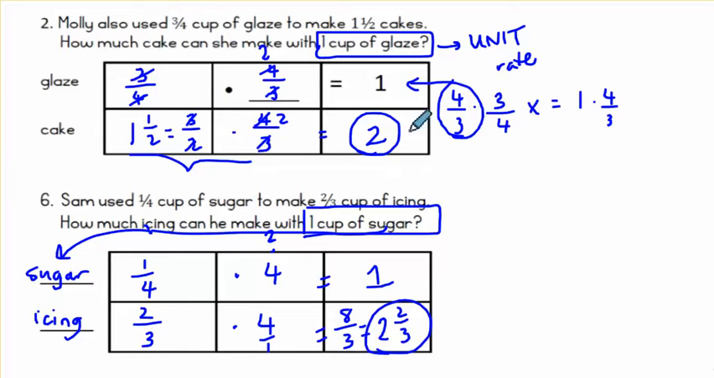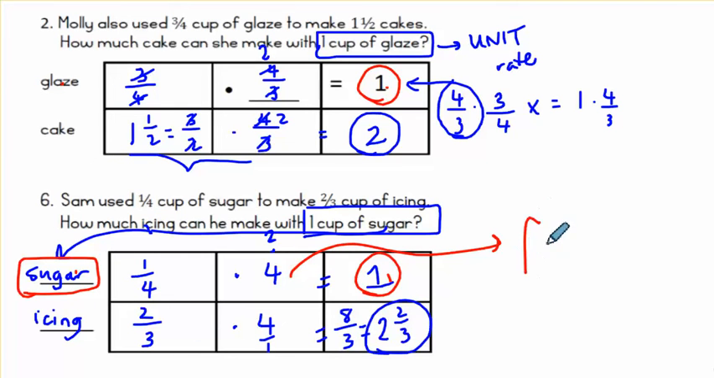Just to take away, the 1 is always going to go in this top right corner, and the unit is always in the question. 1 cup of sugar, 1 cup of glaze, and then everything else kind of falls into place. This right here is always the flip or the reciprocal. I'm just being lazy. I don't want to write it all out.